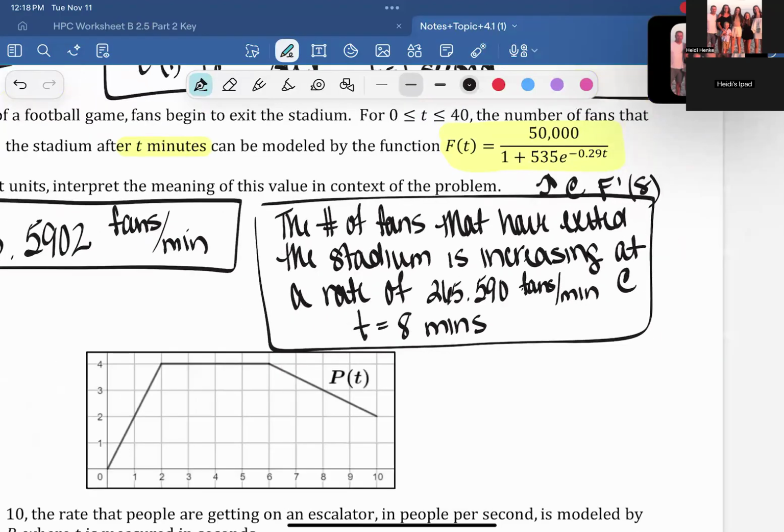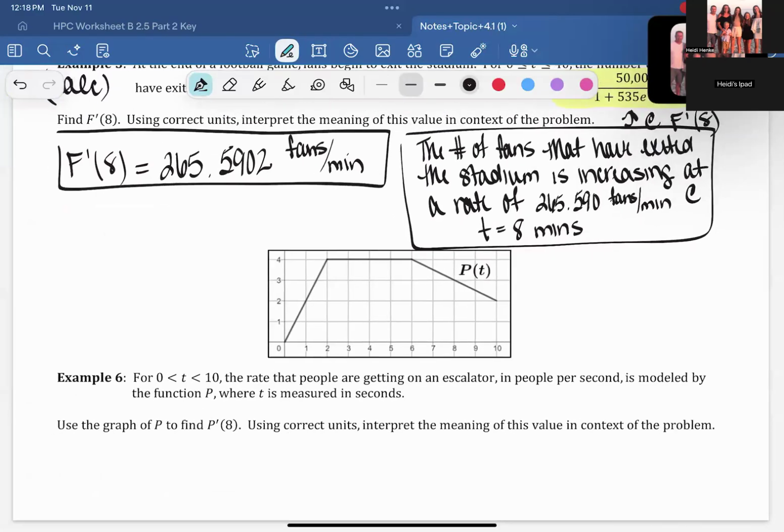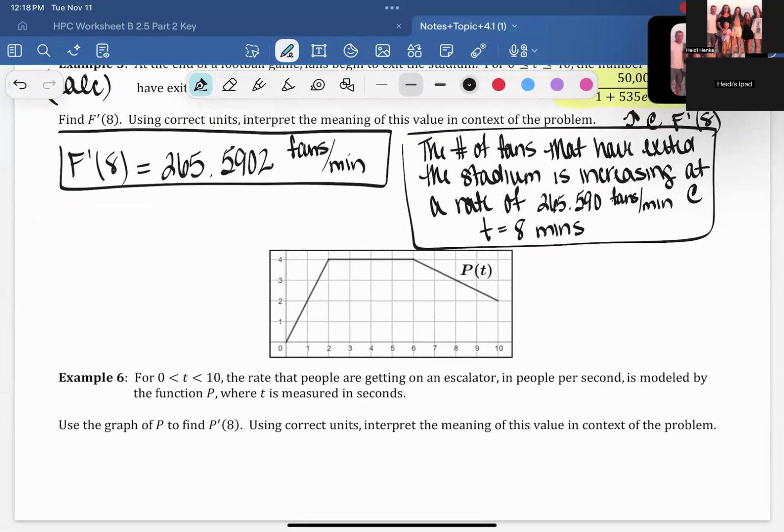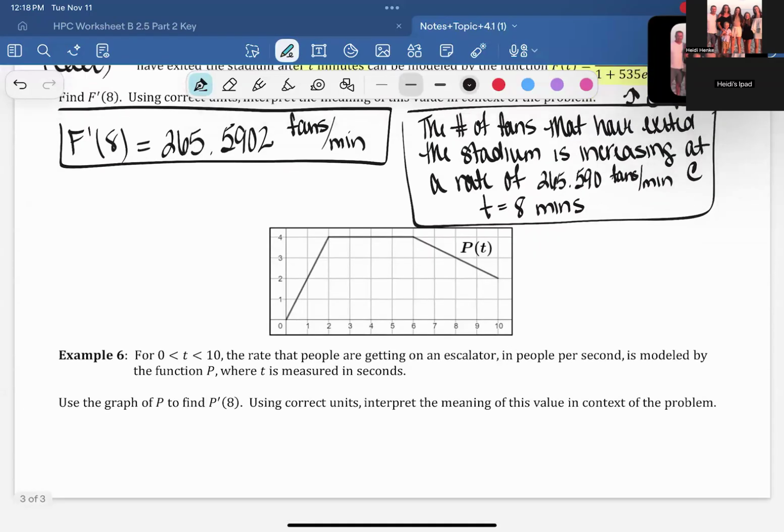Okay. Nice thing about videos is you can pause, rewind, do whatever you need to do. So please feel free to do so. I'm going to move on to example 6.